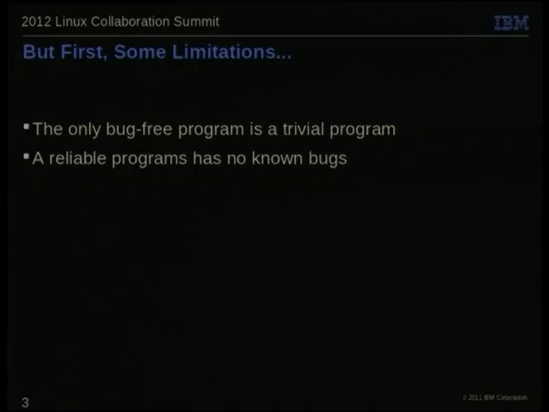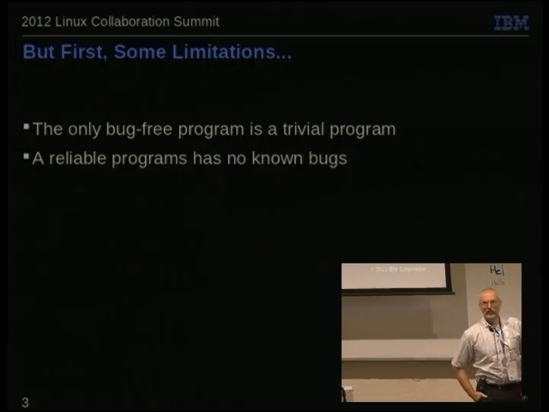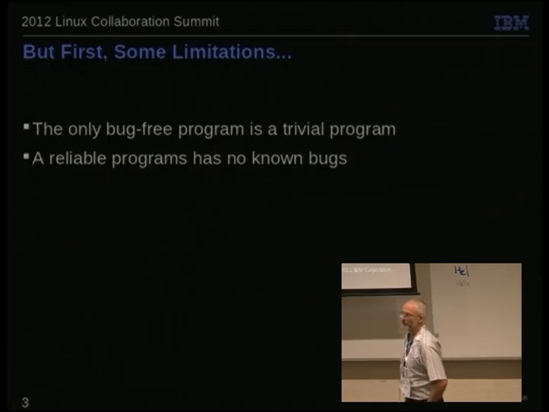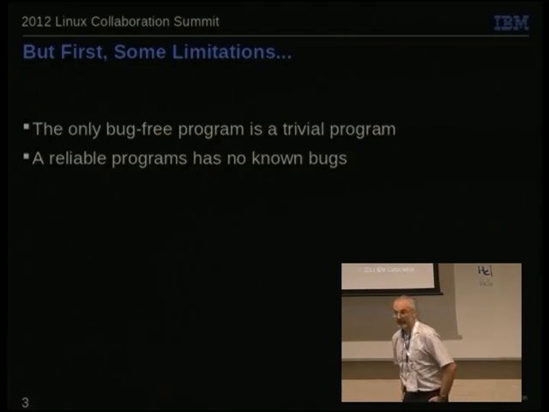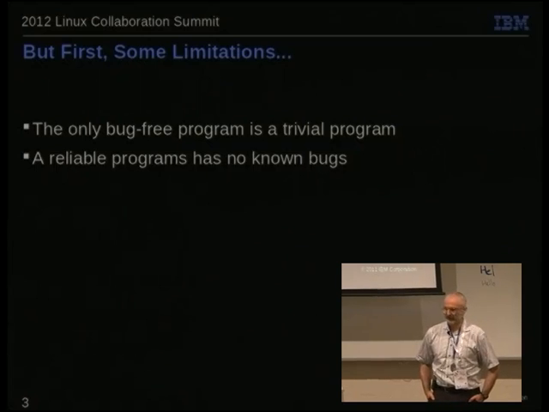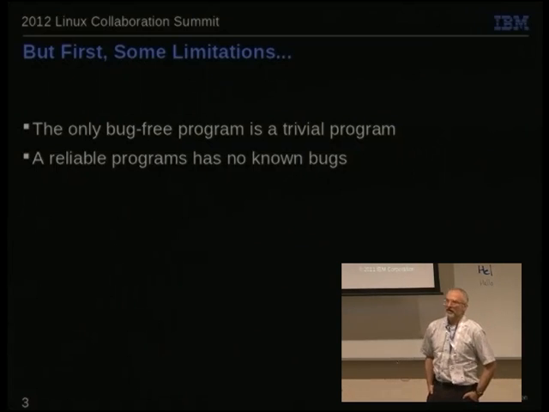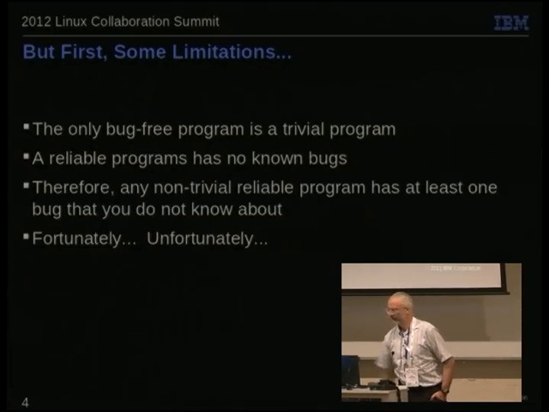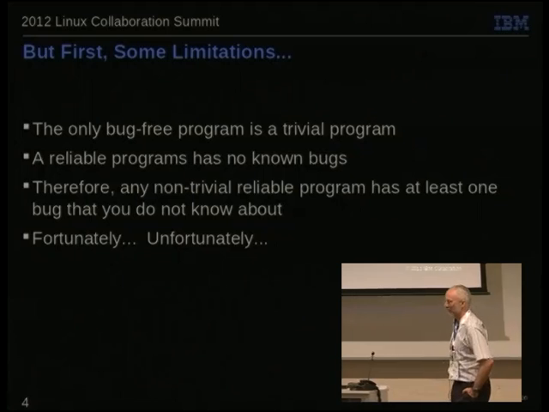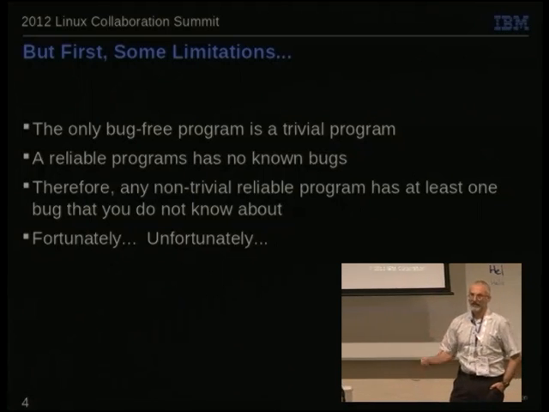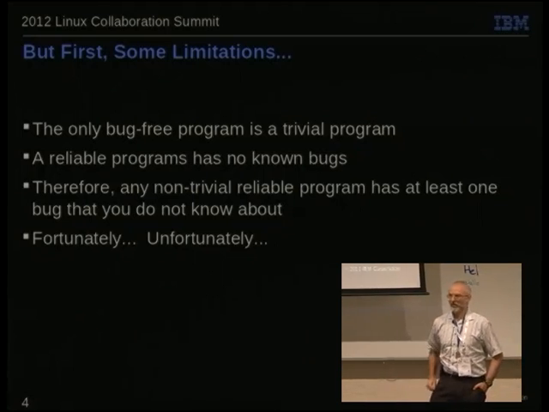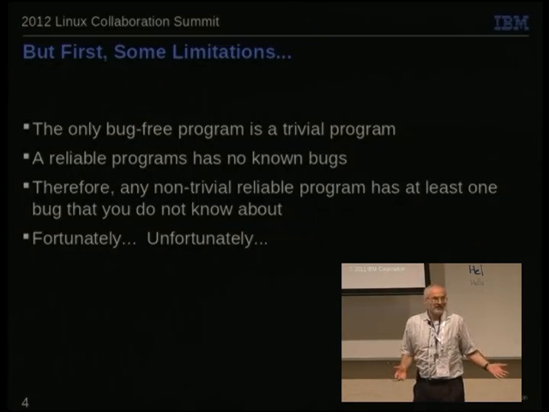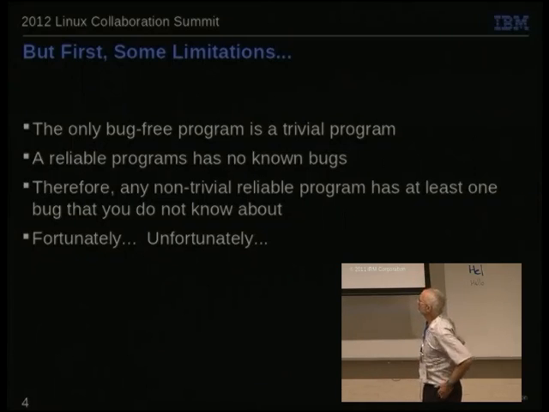Let's start with some definitions. Whether we like to admit it or not, the only bug-free program is a trivial program. A reliable program is one that has no known bugs. From these axioms, we can make a simple proof that says that any non-trivial reliable program, non-trivial and reliable, has at least one bug you don't know about. If it had no bugs, it'd be trivial. If you knew about them, it wouldn't be reliable.